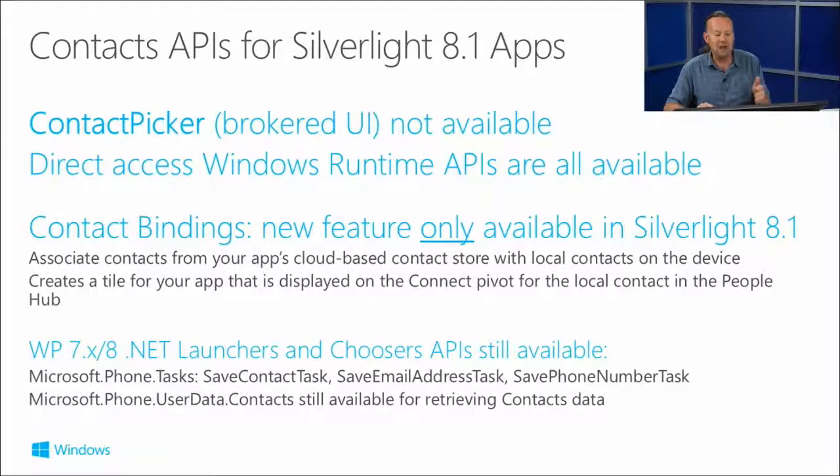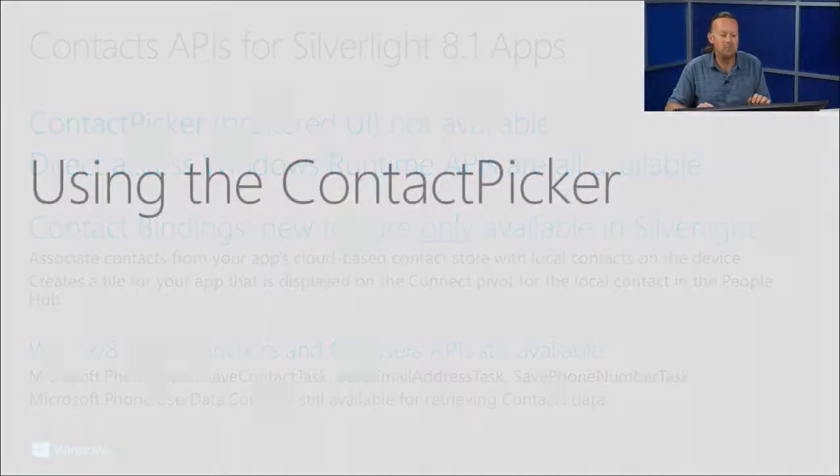Actually, Silverlight apps has a bunch of launchers and choosers still accessible to it, which have been available since the Windows Phone 7.x days. They're listed at the bottom, so you can actually get at contact details that way. So both the Windows Runtime apps and Windows Silverlight apps have kind of equivalent capabilities, but perhaps not quite the same way.